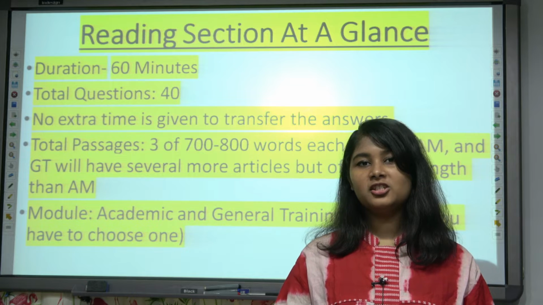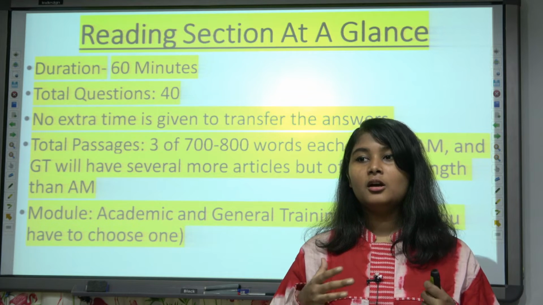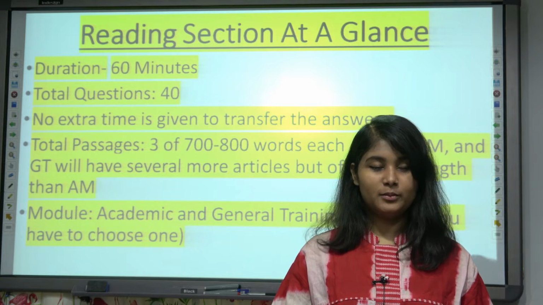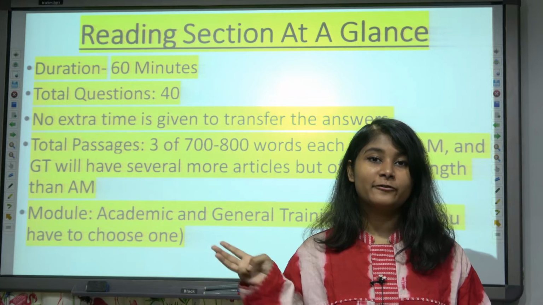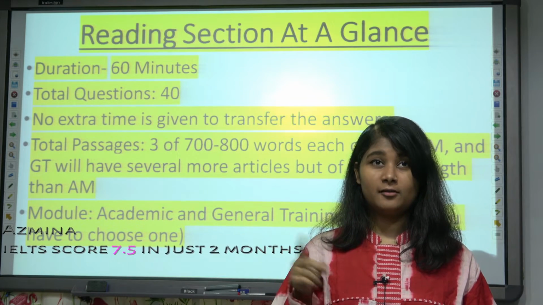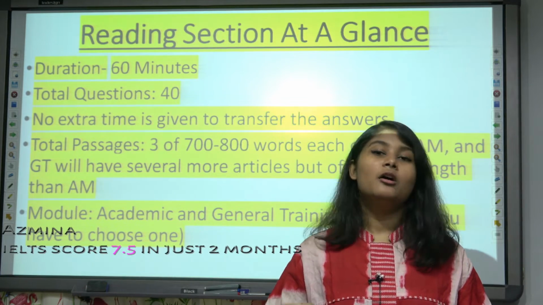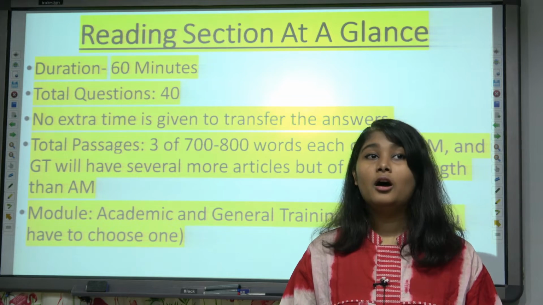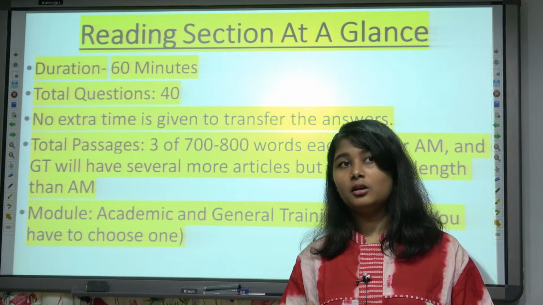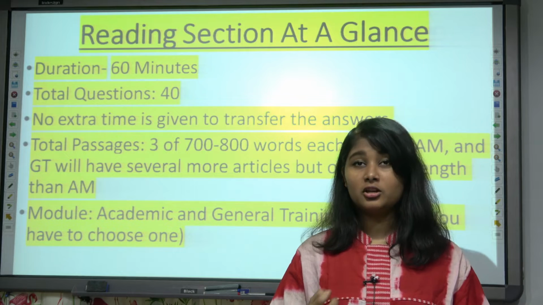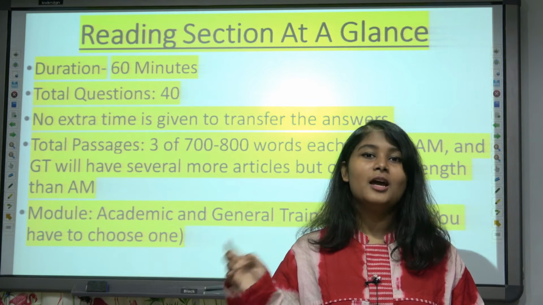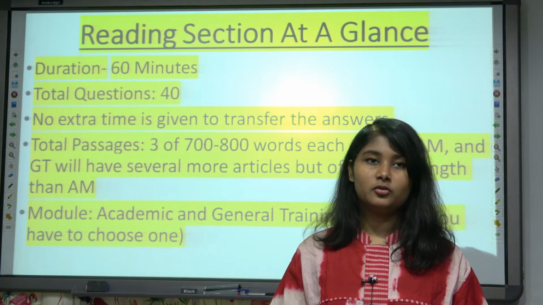The total passages you will be coming across in the reading test will be 3, each amounting from 700 to 800 words for the academic module. And for the general training module, it will have more articles but of shorter length than that of the academic module.